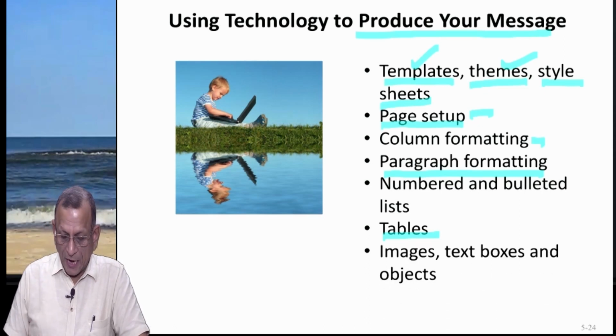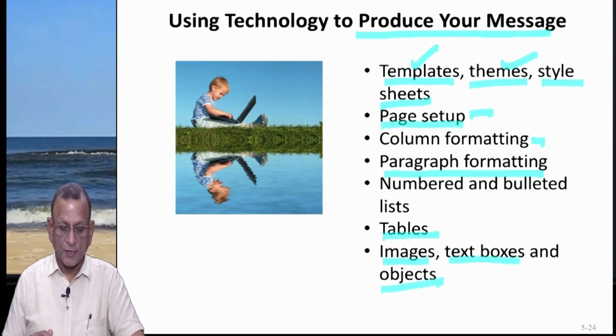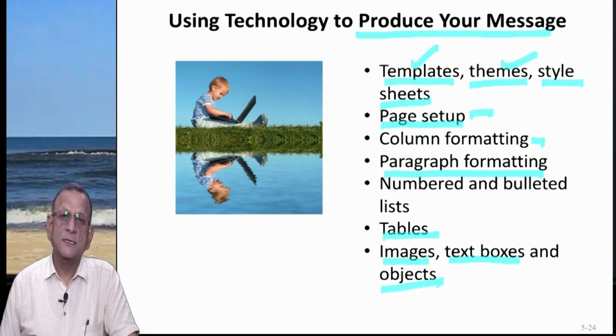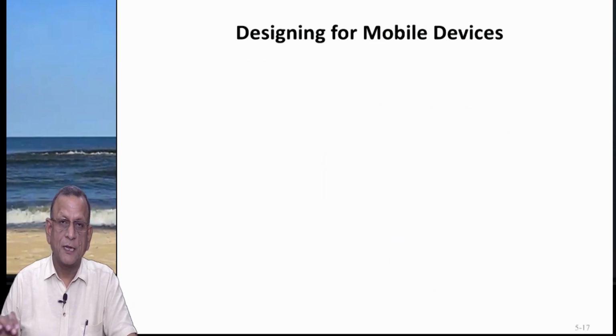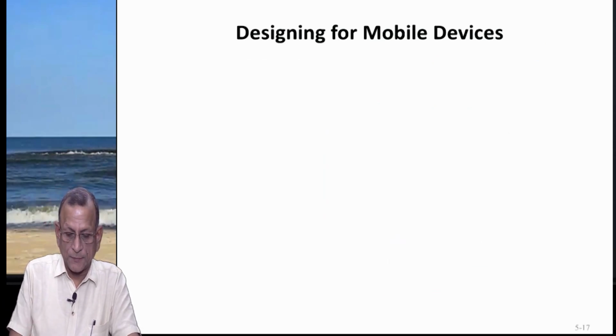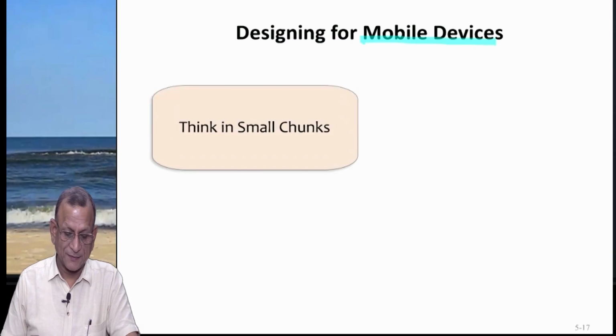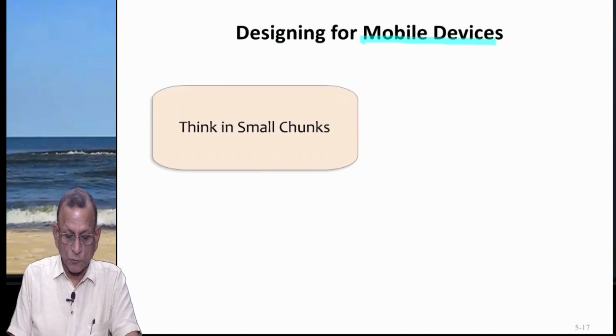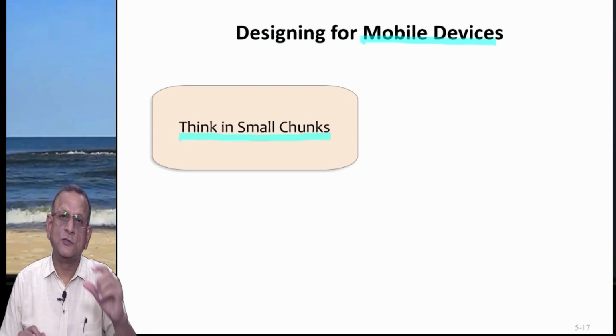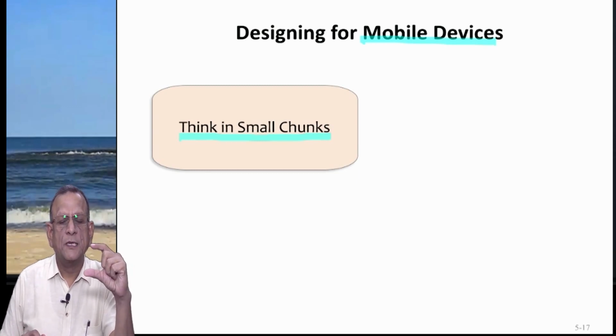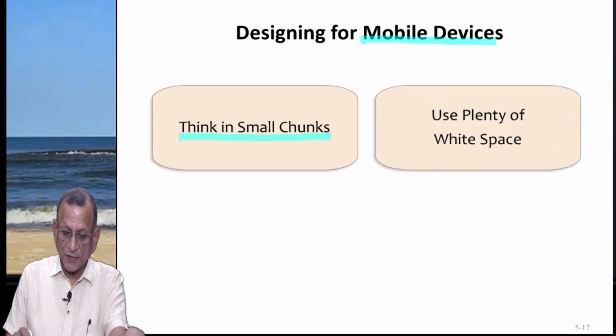And then how are you going to use images, text boxes and objects in the document which you are going to produce. Friends, if the document is meant for mobile, then you have to be a little more cautious. Designing for mobile devices: think in small chunks. Why? Because the screen size of the mobile is small. So small chunks. Use plenty of white space.